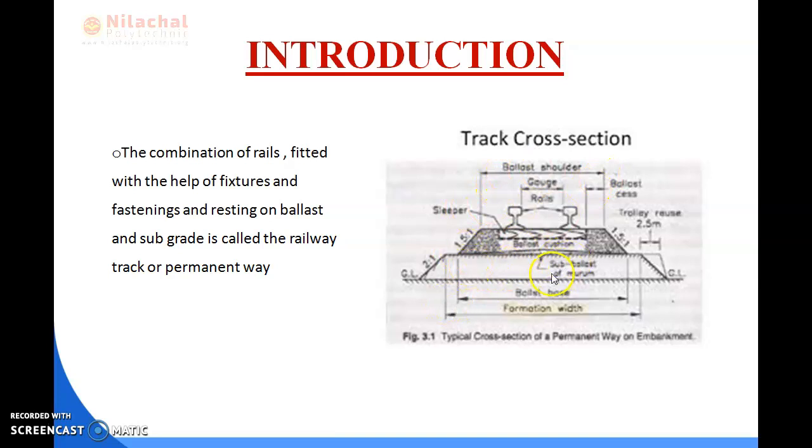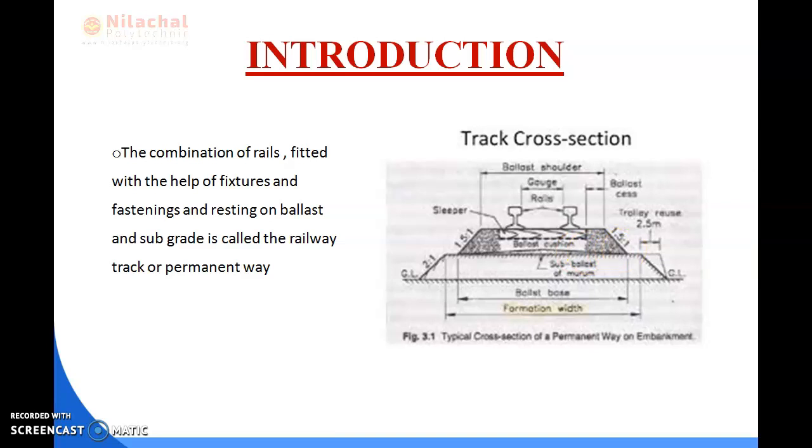Next is the sub ballast or moram, which forms the formation width, and its slope is 2:1. This distance is called the trolley refuge, and this section is called the ballast crib. This distance from here to here is called the formation width, and from this to this is called the ballast base, where only ballast is placed for strength.